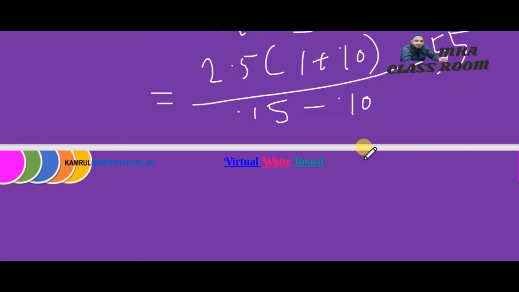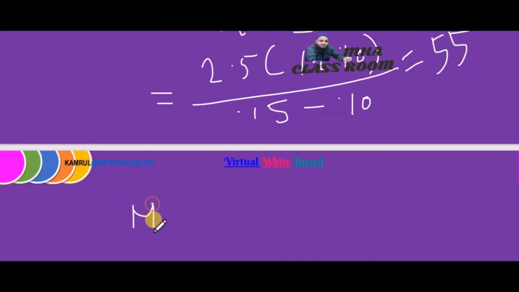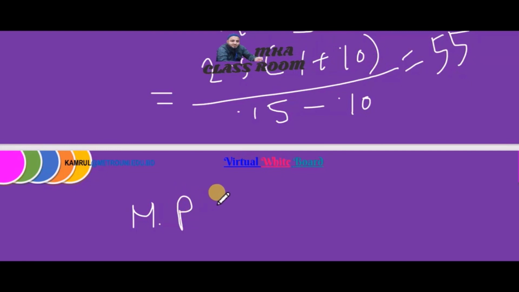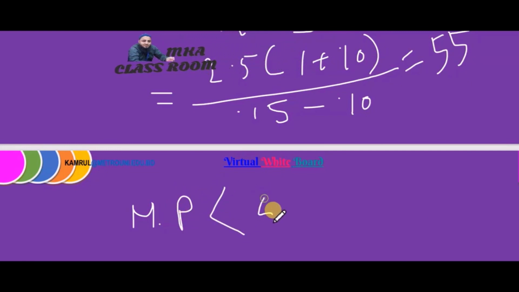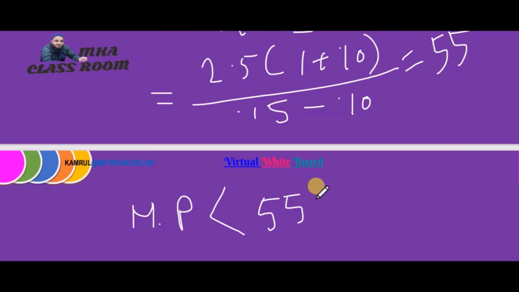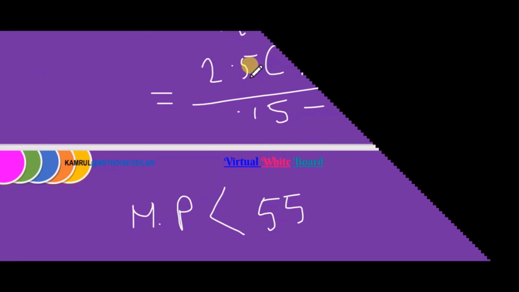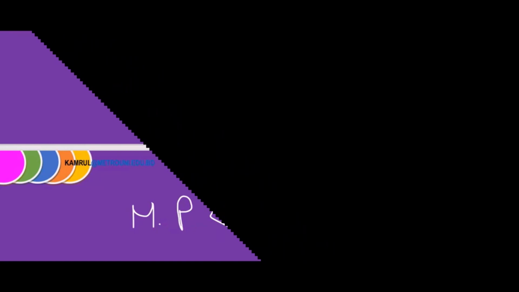So the investor would be advised to purchase the share if the current market price is lower than 55 taka. It is clear that the investor should be advised to purchase this share if its market price is lower than 55 taka. This is our Gordon's share valuation model, or constant growth model.